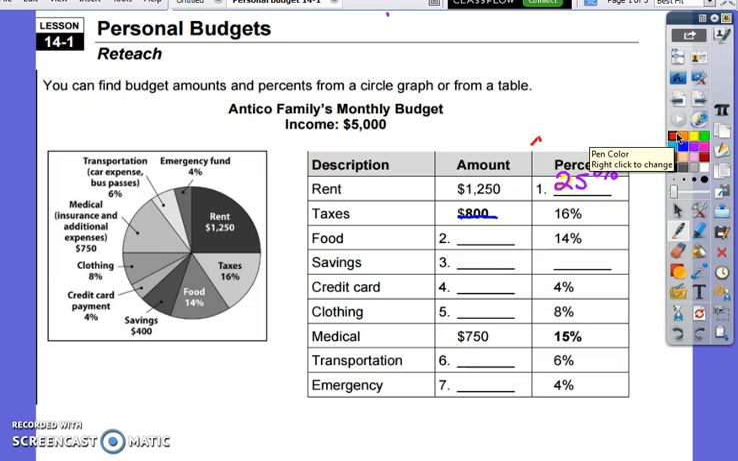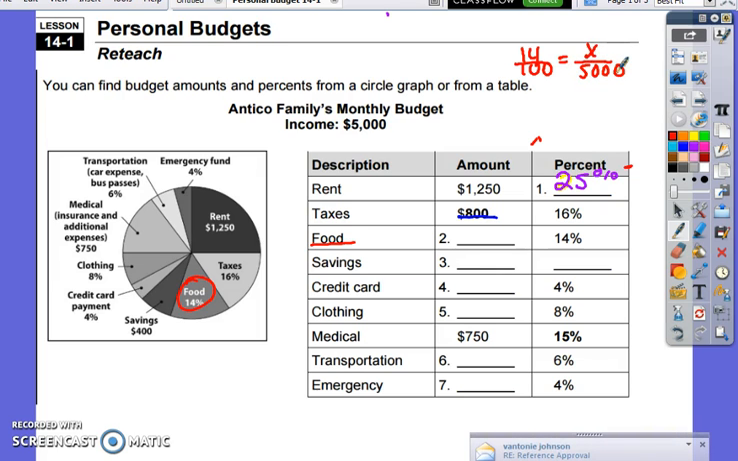All right, so now we're going to do food. If we look at food, food is 14%. So we're going to do 14 over 100 equals x over 5,000.